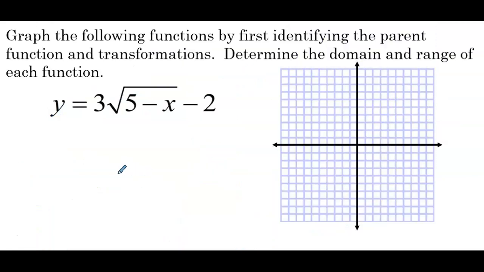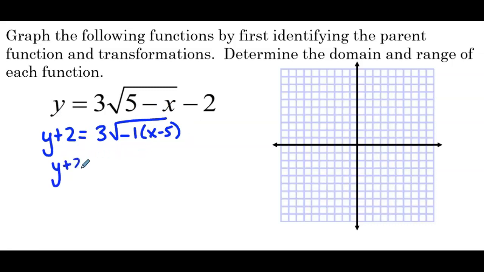Next up, we have y equals 3 times the square root of 5 minus x minus 2. So I'll add 2 to both sides. So y plus 2 equals 3 times the square root of, I'll factor out a -1, and that would make this x minus 5. And then divide by 3, so y plus 2 divided by 3. And then inside the square root, I'm going to rewrite this as x minus 5 divided by -1.